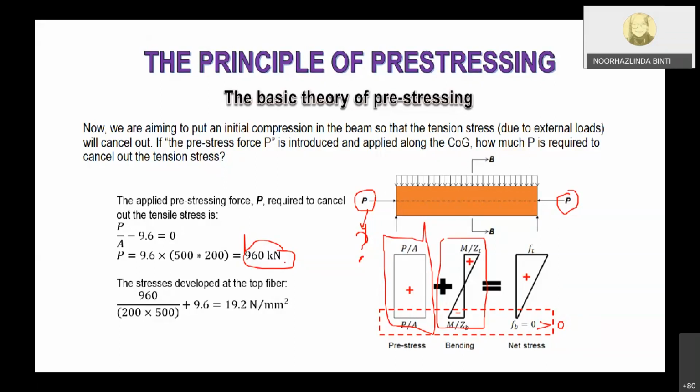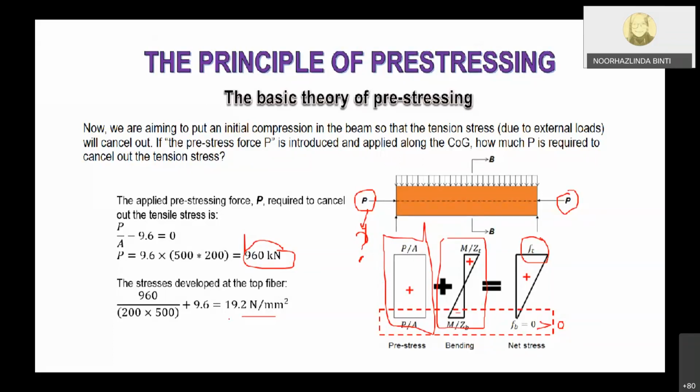So once you confirm the value of P, next you can calculate what will be the stresses at the top here. So just P over A, 960 over the cross section, plus the 9.6 just now. So the total of the stresses at the top will be 19.2 Newton per square millimeter. So this is how pre-stressing works in the pre-stressing design.